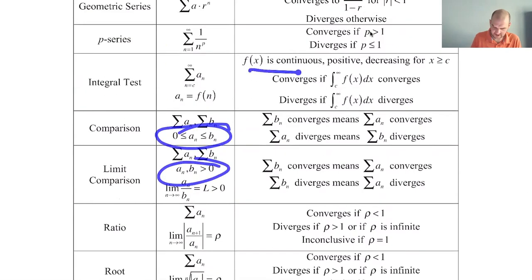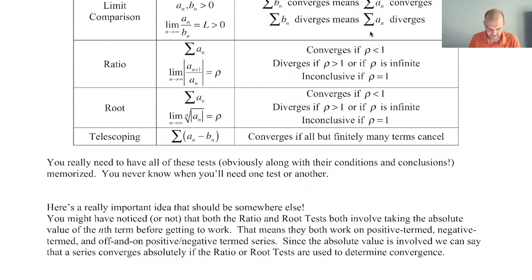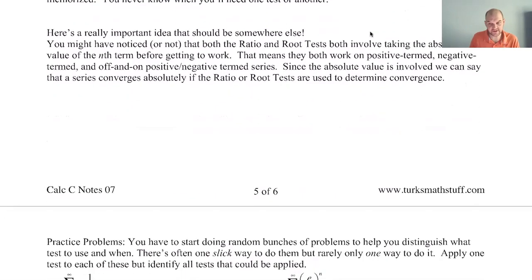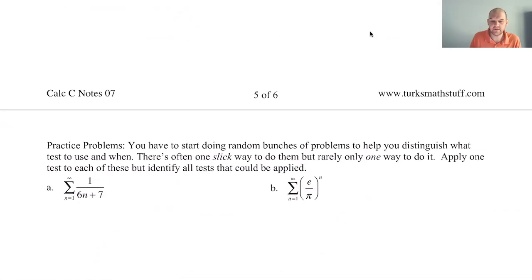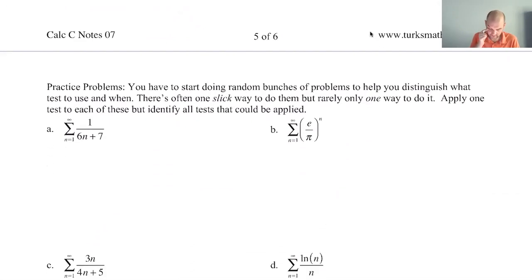Integral tests, the function needs to be continuous, positive and decreasing, a lot of positivity there. So ratio and root will allow you to deal with things that are sometimes positive, sometimes negative, that aren't just strictly geometric, but they'll also work on geometric if you don't have to find the sum. So let's see. Now we're going to do these. They're just random problems. Apply one test to each of these, but identify all the tests that could be applied.